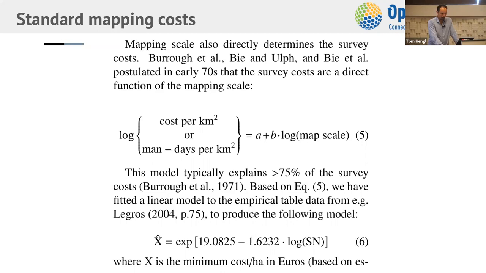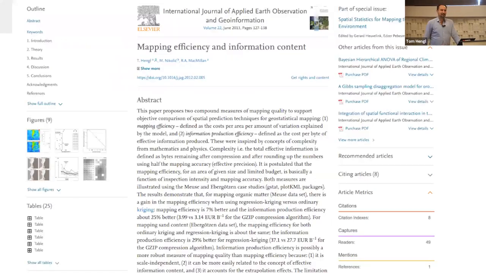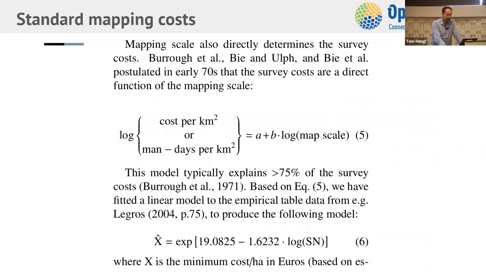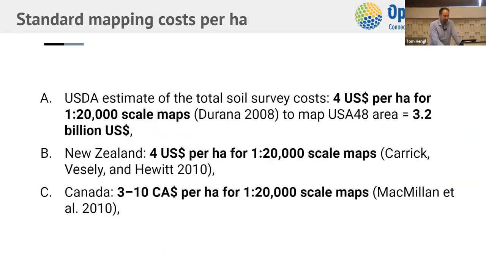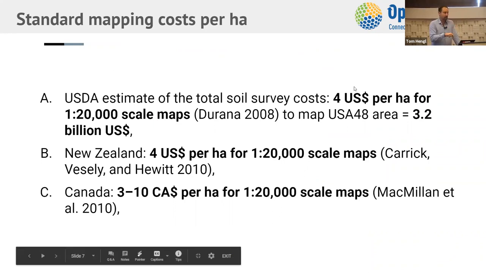And so we wrote this paper on mapping efficiency and information content, and it's one of the papers I'm really proud of, with very little citations, unfortunately, because we look at hypothetical concepts and we came to this new idea. It's very generic. And we managed to prove it with an actual mathematical derivation that this mapping efficiency concept is correct, and also with real data, but very little citations. This is the example in USDA and New Zealand and Canada. And by the way, this is still in use. People think in that way, how much money it takes you to map a hectare of land.